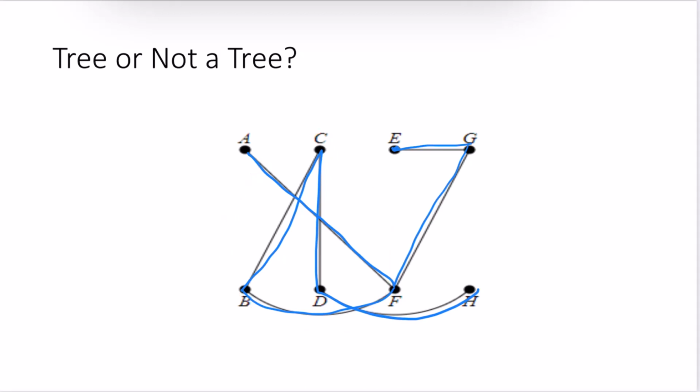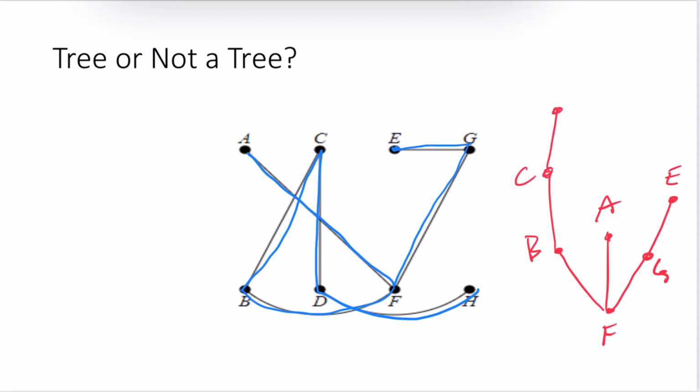So if I were to maybe have F be right here and then have G and then E branching off of vertex G, and then F went to A, and F also is adjacent to B, and then B is adjacent to C, and that's adjacent to D, and D is adjacent to H. You can see if I rearranged where the vertices were located, you wouldn't have any cycles in the graph. So that means that this graph is a tree.